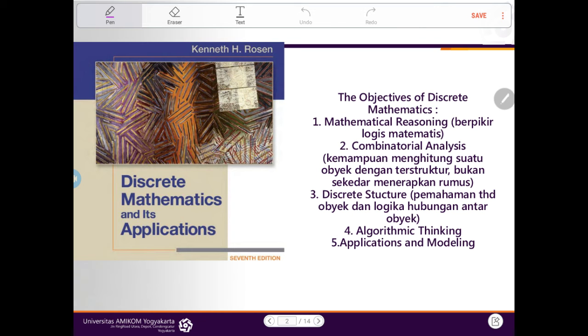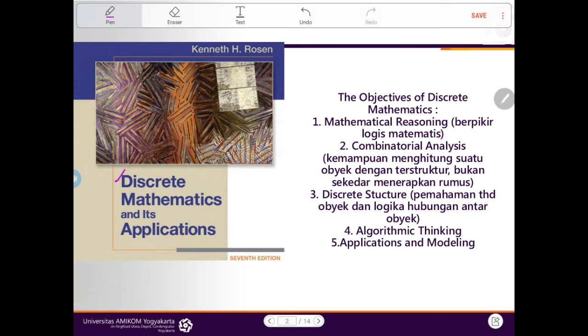Okay. The textbook that we use this semester is Discrete Mathematics and its Applications, 7th edition that I have. Actually, there is an 8th edition. You can find it online in PDF file. You can just search on the internet.